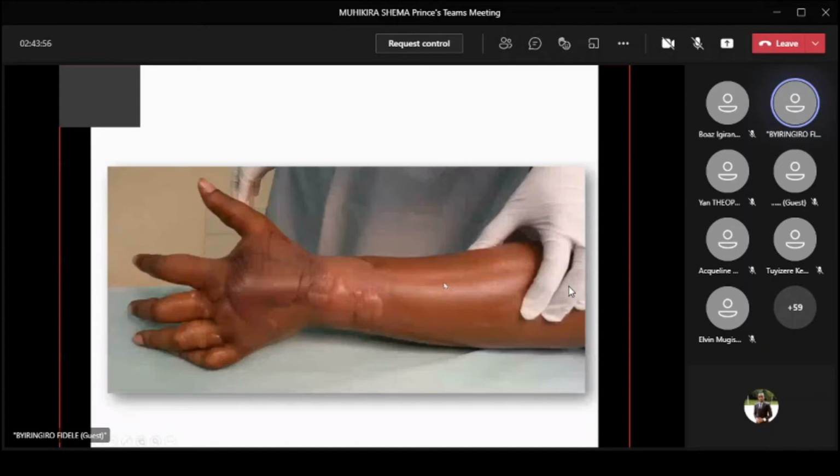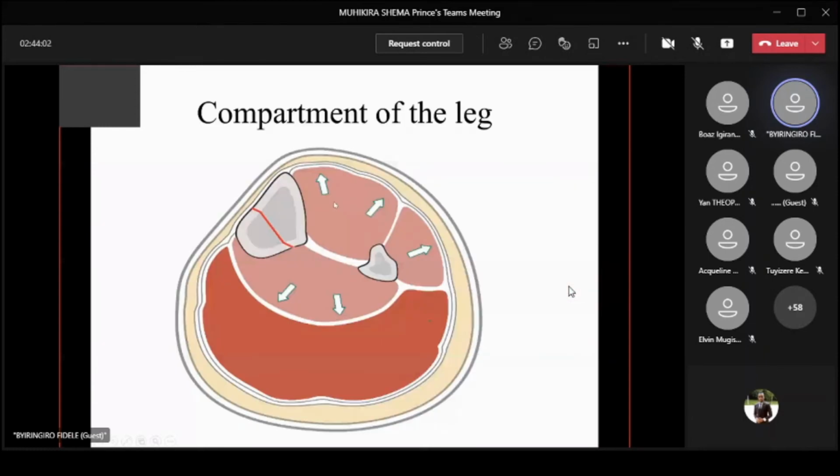So when we open the forearm, we release this pressure. In the leg, we release the pressures too, and this is the posterior, and this is the anterior. And when you release the pressure through the anterolateral approach, it is just to release the pressure in the posterior compartment.